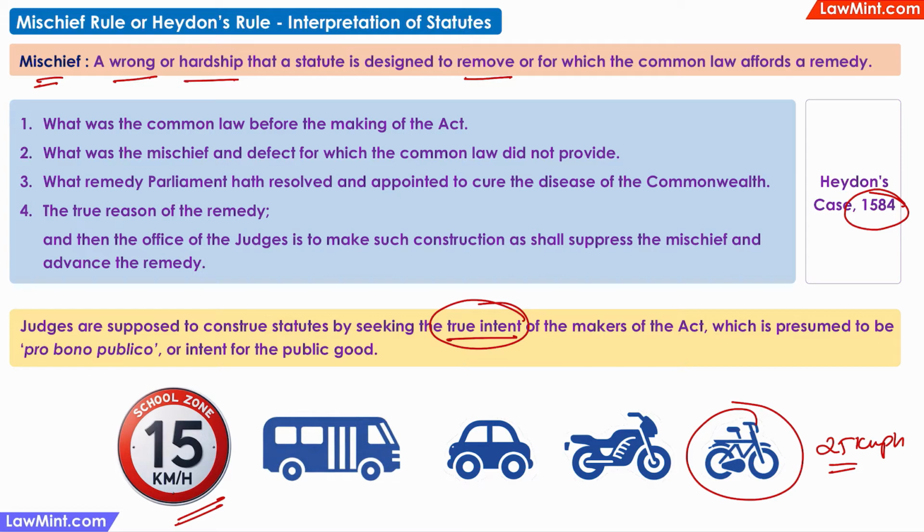Now the steps for using the mischief rule were laid down in Hayden's case, which are: first, the judge needs to understand what was the law before the specific statute was enacted. Second, what was the mischief or the problem that was sought to be addressed through the specific statute. Third, what are the details of the statute that has been enacted. And fourth, what is the true reason for the remedy, that is, the statute. Once the judge has the answer for all these four questions, he can then interpret the law to suppress the mischief, that is, to address the problem, and to advance the remedy.